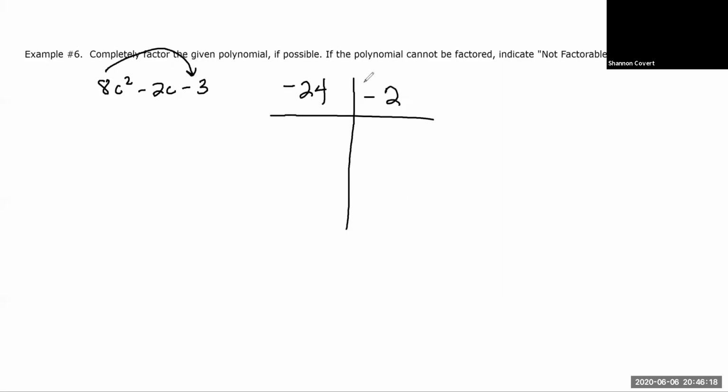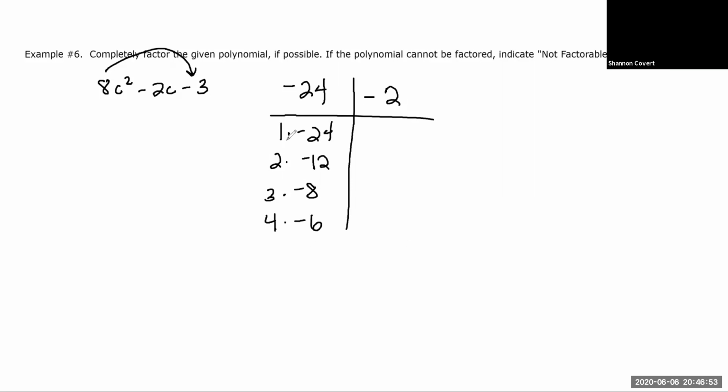So if you remember when we were on that first page, I said that if your signs are going to be opposite, and that's what happens when you have a negative for your constant term, then the larger factor has to have the sign of your middle term. So when I'm listing my factors, the larger factor is going to always be negative. So 1 times -24, 2 times -12, 3 times -8, 4 times -6.